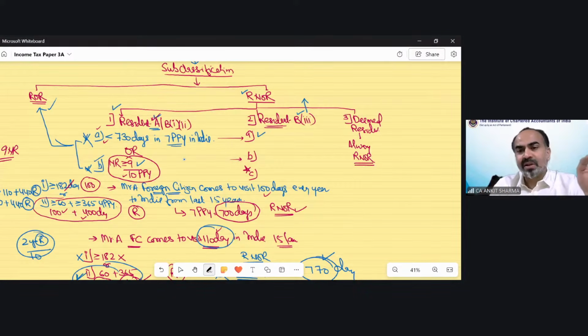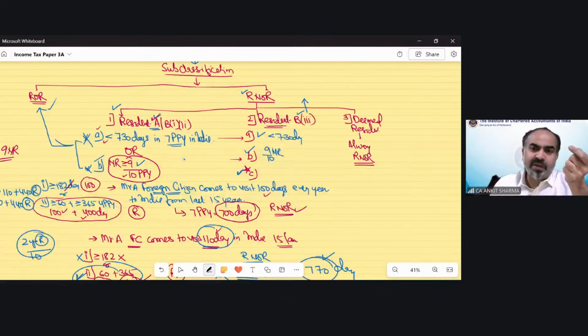The condition is the same, less than 730 days, same condition. Apply it on this person also. The second is also the same, 9 out of 10 years non-resident. Exactly the same condition, no change. A third condition, C, is new, that's it. For that category B third point person, you need to check one more condition. If he satisfies any of A, B or C, he or she will become resident and not ordinary resident. Else, they will remain resident and ordinary resident.